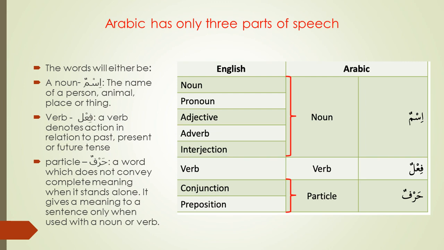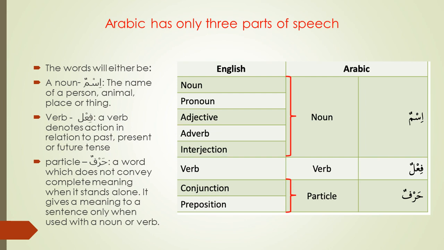So an ism will cover the following, and a verb is similar to a verb in Arabic, and a harf will be a conjunction and a preposition. Okay, and the harf we'll do in another lesson, we'll cover it in detail. And the ism is similar to English as the name of a person, animal, place, or thing. And the verb is the action.